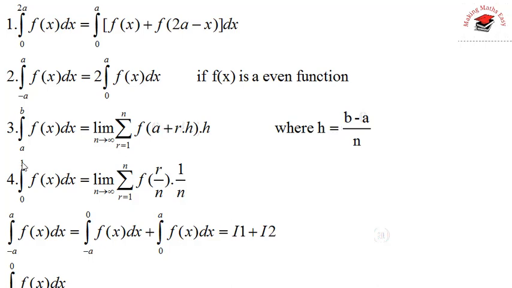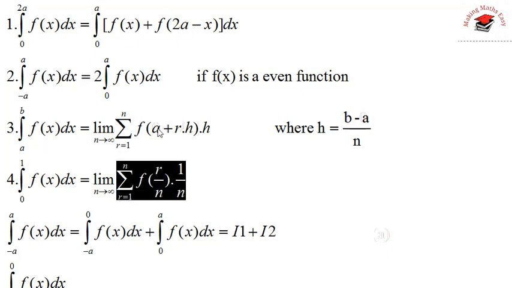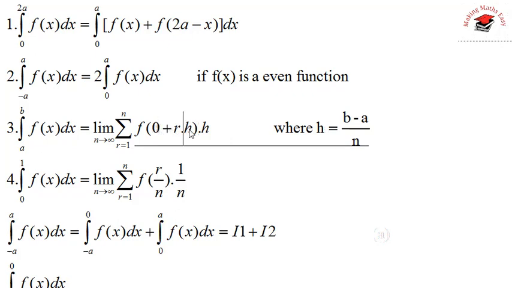Looking at the fourth property, we can say that we have substituted the values of a and b, as my b is equal to 1 and my a is equal to 0 in this property, and if I substitute these values in this equation, I will get this as an answer. So let's substitute a equal to 0 and b equal to 1. So h is equal to b minus a divided by n, so 1 minus 0 divided by n, which is ultimately equal to 1 upon n. So this 1 upon n I am going to write instead of h. So h will be equal to 1 upon n.